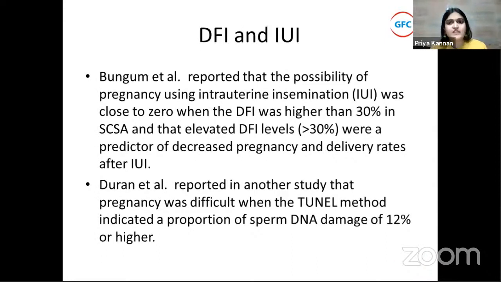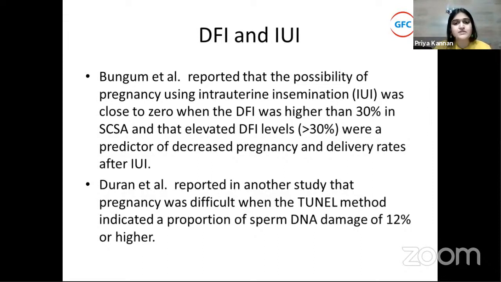The next one, which everybody keeps talking about, and there's a debate around it at every conference, is DFI, the sperm DNA fragmentation index in the sperm. Bungum et al. reported that the possibility of pregnancy using IUI was close to 0 when the DFI was as high as 30% using SCSA, and that elevated DFI was a predictor of decreased pregnancy and delivery rates after IUI.